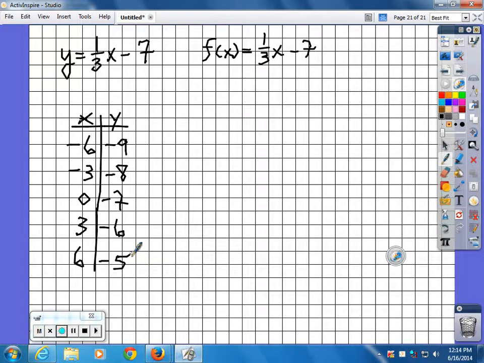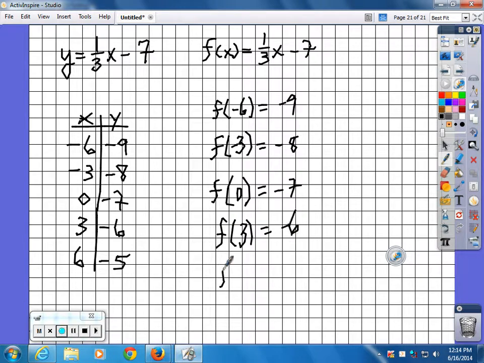And of course, if you hold your pinky up, f of -6 is equal to -9. f of -3 is equal to -8. f of 0 is equal to -7. f of 3 is equal to -6. And f of 6 is equal to -5.